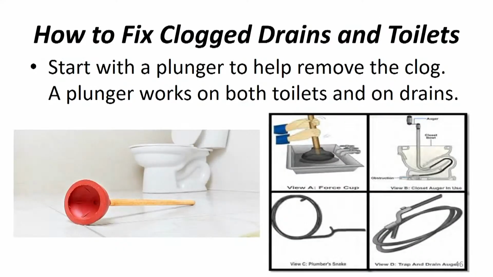Now, what causes the problem? Sometimes the drain is blocked due to hair, or sometimes what happens, a small shampoo lid or a small toy will block the drain or the pipe. These are the items which are used to fix the clog in the drain. This is a plunger, this is a snake or the different pipes.